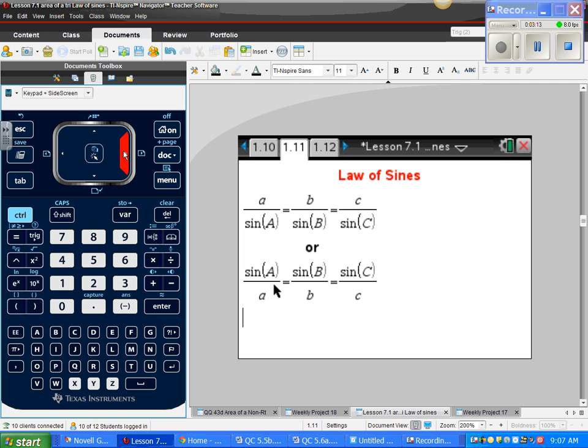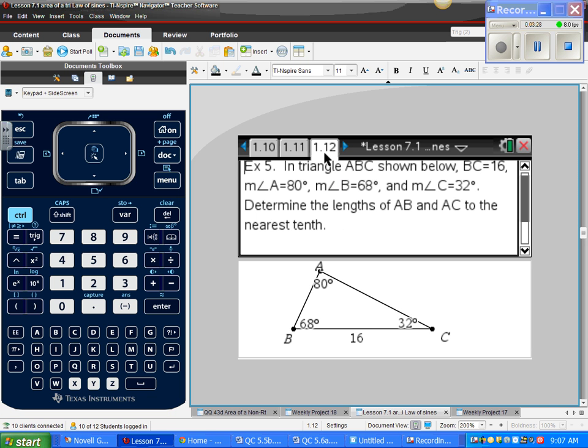Okay. So how many of you remember how to work with proportions from geometry? Everybody should, right? You all know how to cross multiply. So that's essentially what we're going to be doing. So the trick is figure out what you have and what you need and where you get the stuff from. Okay? So let's go to the next page.